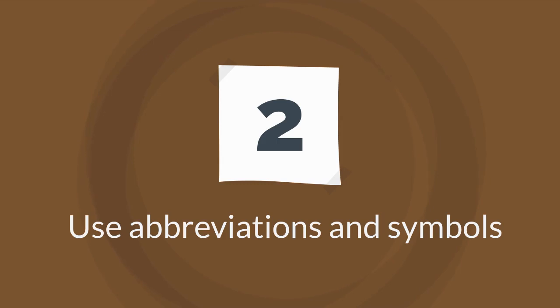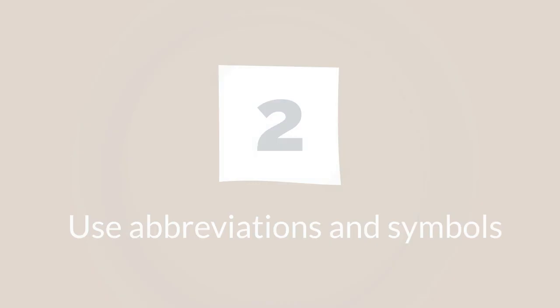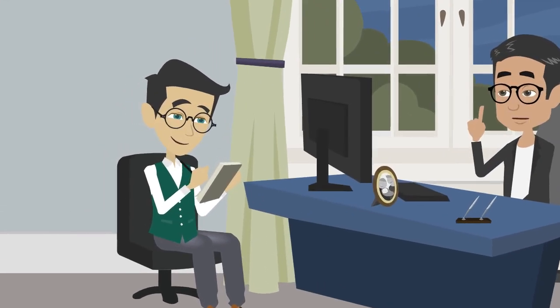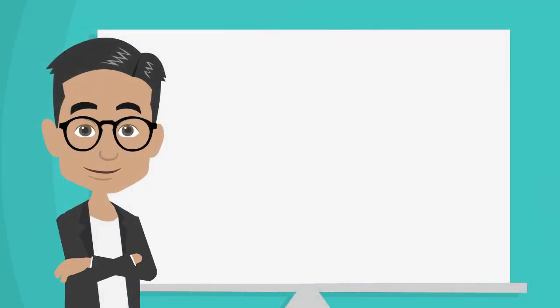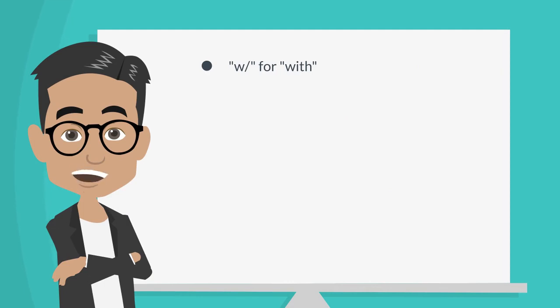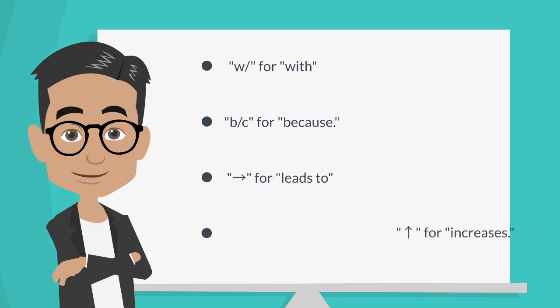2. Use abbreviations and symbols. Abbreviations and symbols can help you take notes more quickly and efficiently. Use abbreviations for frequently used words such as W for with and b/c for because. Use symbols to represent words such as a right-pointing arrow for leads to and an up-pointing arrow for increases.